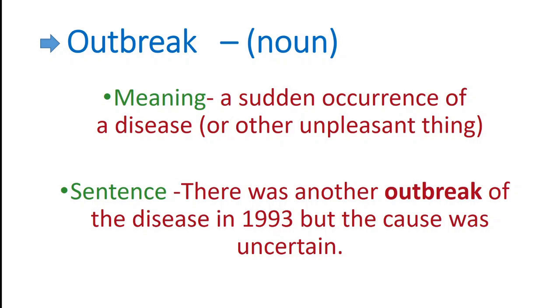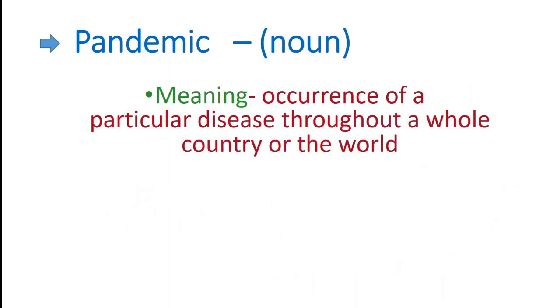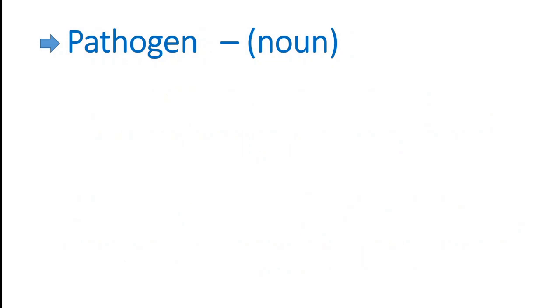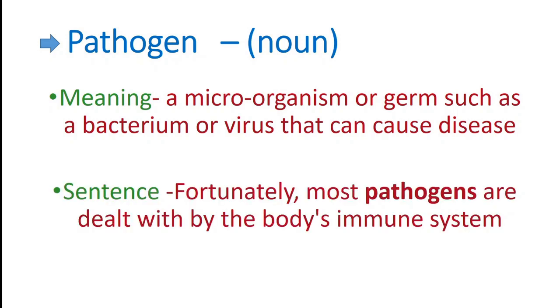Pandemic. Noun. Meaning occurrence of a particular disease throughout a whole country or the world. Sentence. Just after the First World War, there was a pandemic of flu which killed up to 40 million people worldwide. Pathogen. Noun. Meaning a microorganism or germ such as a bacterium or virus that can cause disease. Sentence. Fortunately, most pathogens are dealt with by the body's immune system.